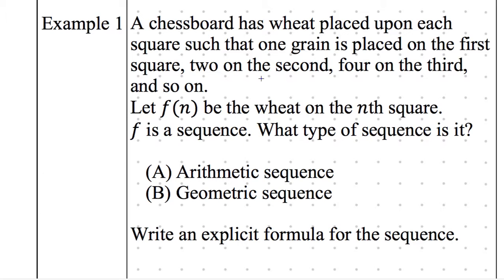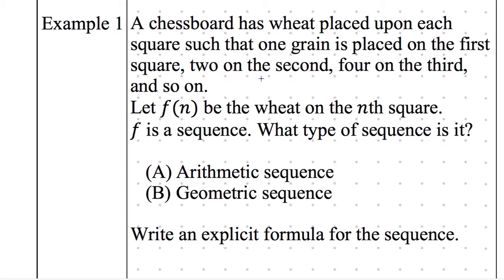It's 8 by 8. 64, yeah. There are 64 squares. All right, so we're going to let F of n be the sequence of grain on the nth square. Technically we could do a series if we added up all the rice on each square, but I'm just looking at individual squares right now, so it's a sequence.